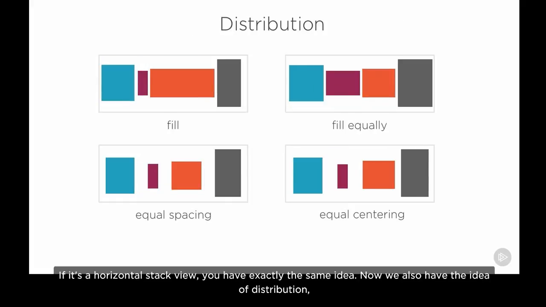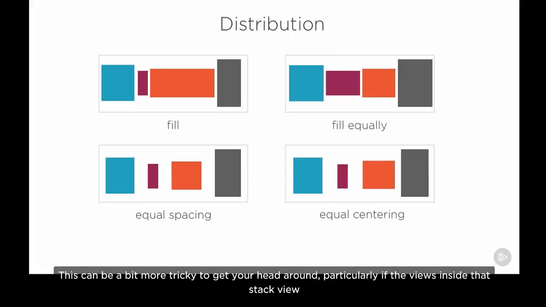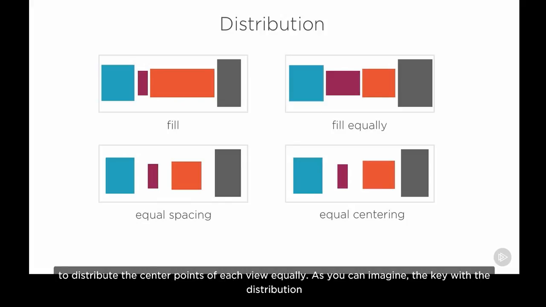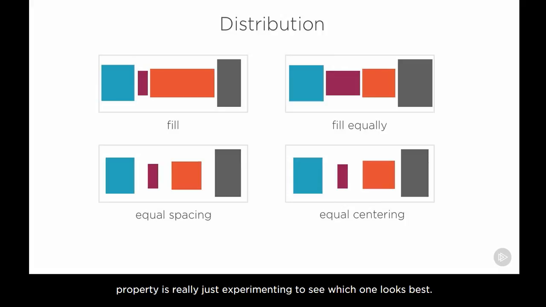We also have the idea of distribution, how the control should be distributed across whatever axis, whether it's vertical or horizontal. This can be a bit more tricky to get your head around, particularly if the views inside that stack view have their own different sizes. So across a horizontal stack, for example, fill equally will attempt to adjust each view so they have the same width, whereas options like equal spacing won't adjust the widths but will try and make the same spacing, whereas equal centering doesn't care about the spacing. It tries to distribute the center points of each view equally. As you can imagine, the key with the distribution property is really just experimenting to see which one looks best.